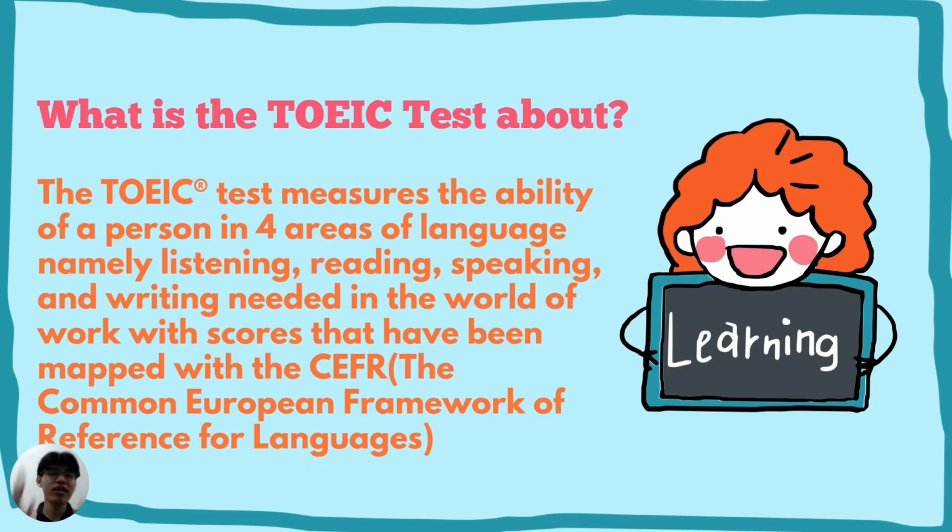So what is the TOEIC test about? The TOEIC test measures the ability of a person in the four areas of language, namely listening, reading, speaking, and writing, needed in the world of work, with scores that have been mapped with the CEFR, which is the Common European Framework of Reference for Languages.